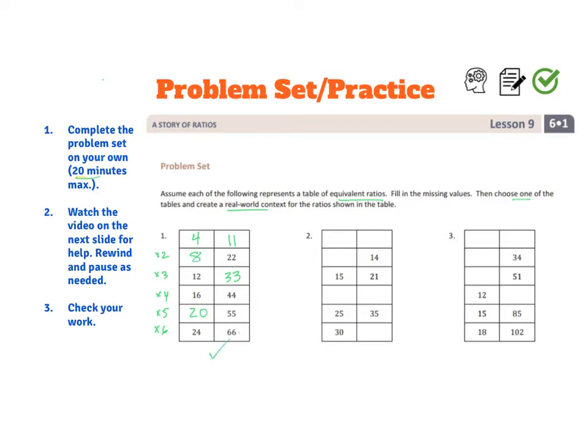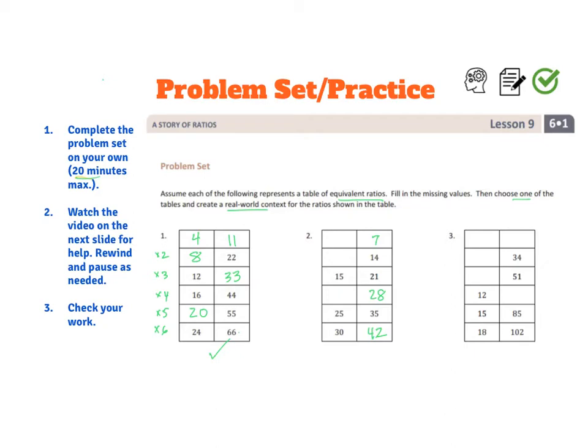So that one, done. Then 14, 21, 35. I think there is a multiple of 7 in there. 7 times 1, 7 times 2, times 3, times 4, 7 times 5, 7 times 6. Okay, that's just one side.